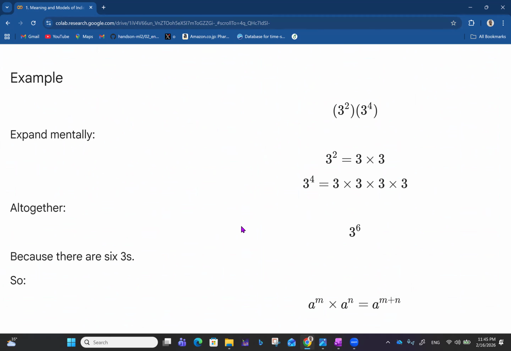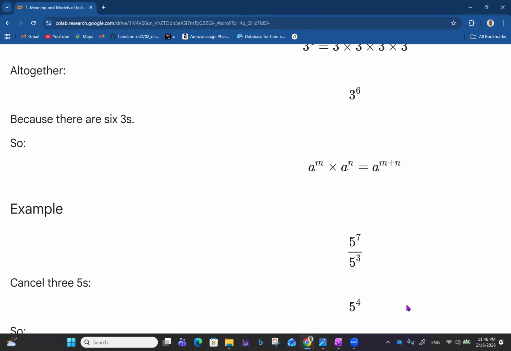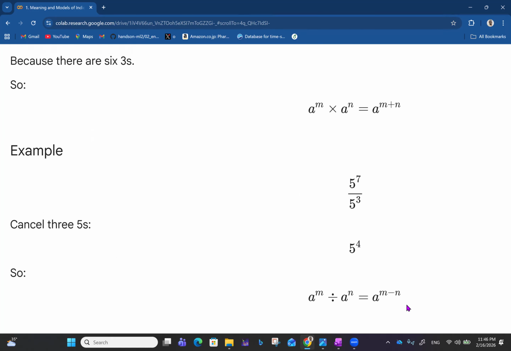So now we are just trying to talk about the meaning and the models of indices. Generally, a raised by m times a raised by n is a raised by m plus n. Imagine that you have 5 raised by 7 divided by 5 raised by 3. The answer is simply 5 raised by 4. And that tells us that if you have a raised by m divided by a raised by n, that will give you a raised by m minus n.